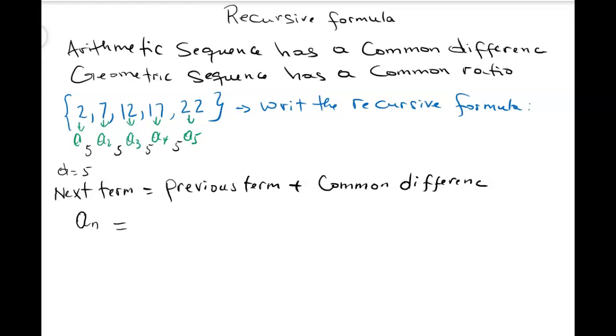Alright, so anything before n will be n minus 1. The number before 5 is 4, which is 5 minus 1. The number before 4 is 3, which is 4 minus 1. The number before 3 is 2, which is 3 minus 1. Okay, makes sense? So a sub n equals a sub n minus 1 plus the common difference.